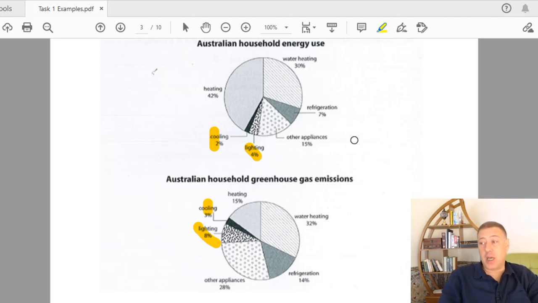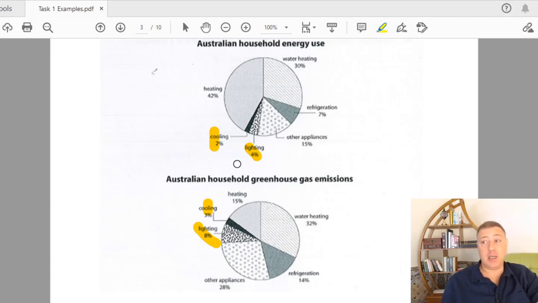You wouldn't want to just describe one graph and then describe the other ones. Then you've just got a list of things. So the majority of household energy is used for heating, then followed by water heating at 30% and other appliances at 15%, and then refrigeration at 7%, lighting at 4%, and cooling at 2%. That's just a list of the things. Now you need to make comparisons.